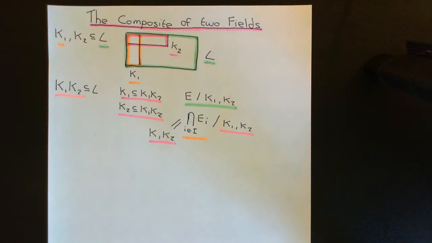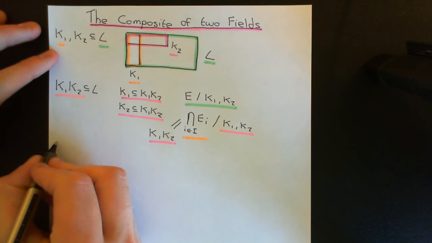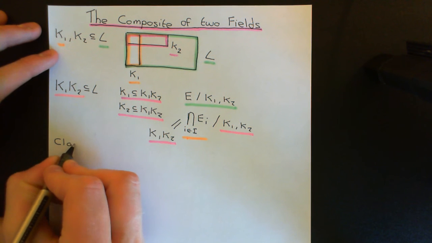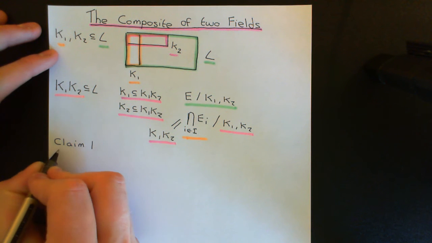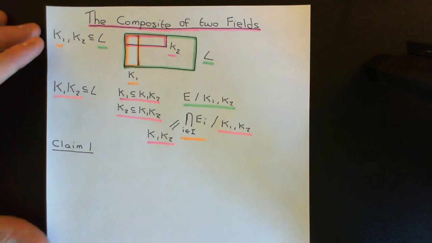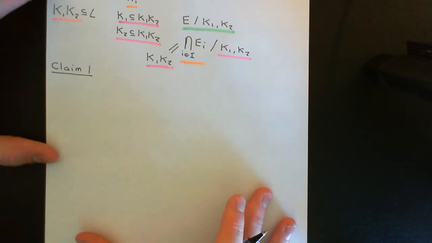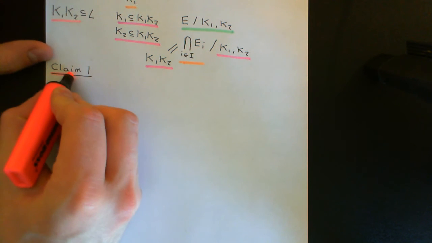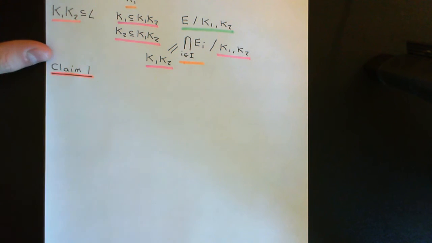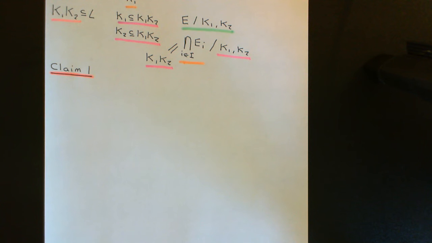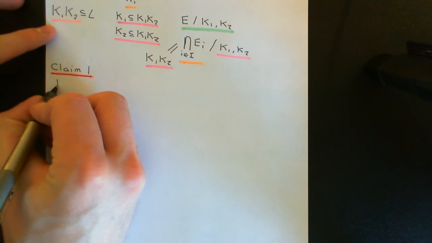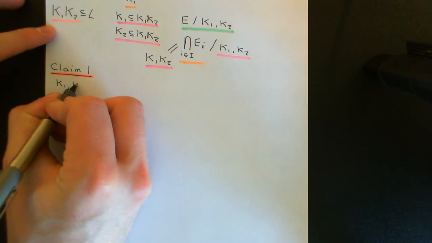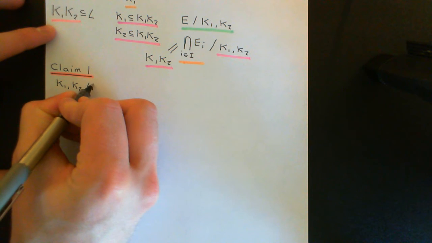Right, so first interesting claim then about composites of two fields. So claim number one, and I've got two interesting claims to improve your understanding of these things. So here comes the first one. We're now going to assume that K1 and K2 are themselves field extensions of some initial field capital F. So I'm going to assume that both K1 and K2 are field extensions of F.